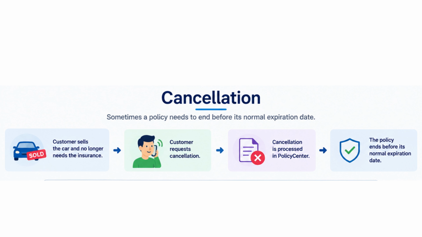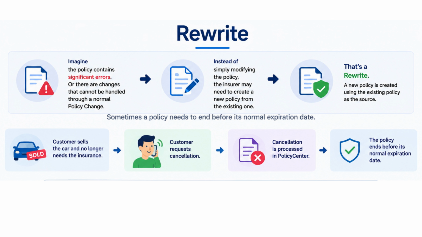Now let's take a different situation. What if the policy needs to end before its normal expiration date? That's where cancellation comes in. For example, our customer sells the car and no longer needs the insurance. The customer can request cancellation. There can also be situations where the insurer initiates cancellation based on the applicable business rules. Look at this timeline. Normally, the policy would continue until the expiration date, but cancellation happens before that. So remember the difference. Expiration means the policy reaches its normal end date. Cancellation means the policy ends earlier.